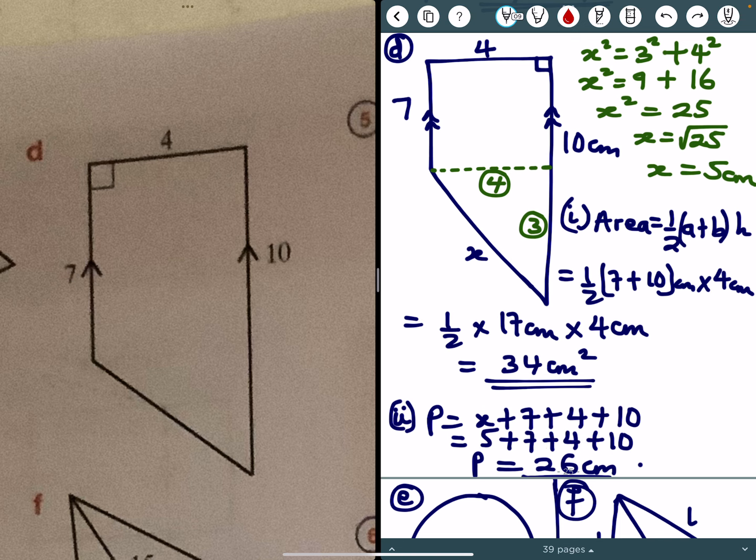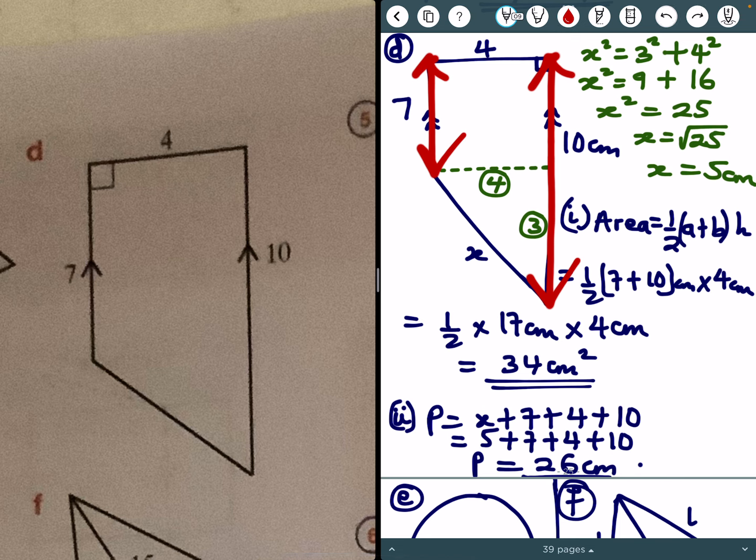But the area is half a plus b times h. A plus b are the lengths of the two parallel sides, 7 plus what? 10. Those are the two parallel sides. Take note of my lines. So 7 plus 10 are the two parallel sides, 7 and 10.